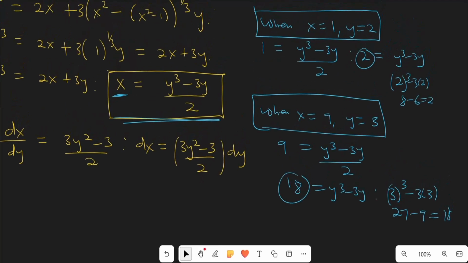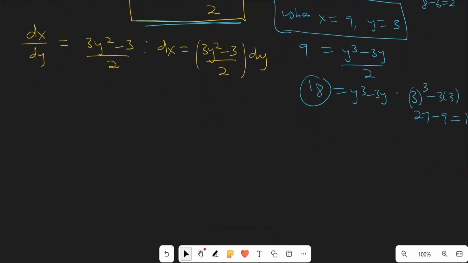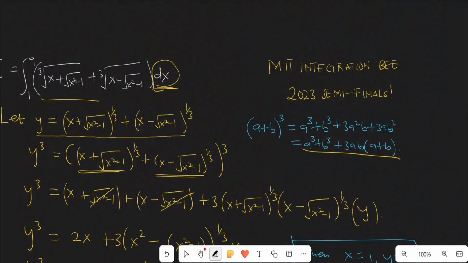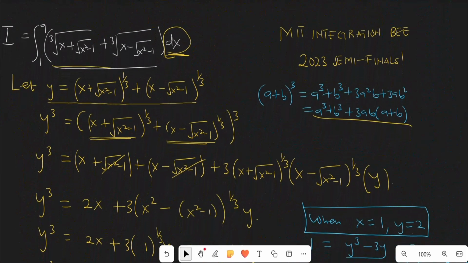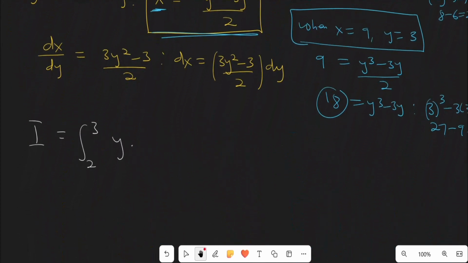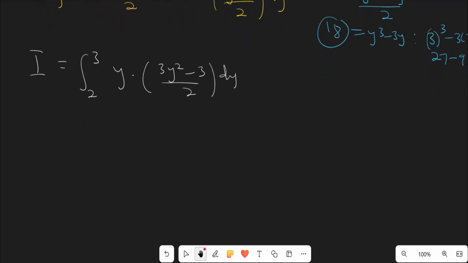So there we have our limits. y will change from 2 to 3. Now we can take our integral really from the x world into the y world. So our integral I is going to be the integral from 2 to 3 now of y times dx. So this one is y, that is our integrand, times dx. An expression for dx in terms of y is here. So that is going to be y times (3y squared minus 3) all over 2 dy, like that.